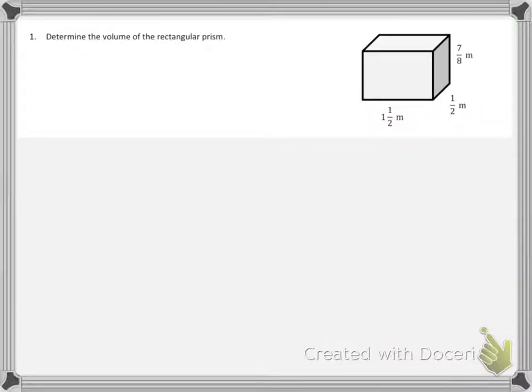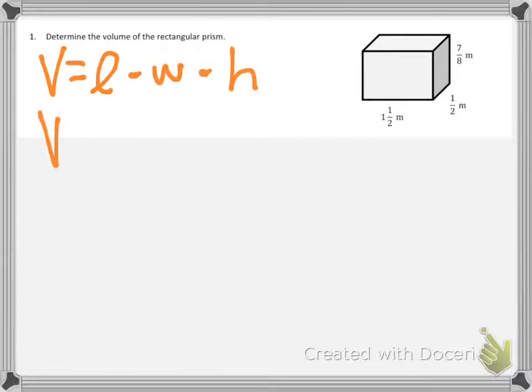Number one, determine the volume of the rectangular prism. Okay, well, I remember that volume of a rectangular prism is volume equals length times width times height, or as we learned in the lesson, volume equals the area of the base times the height. So I know that area of the base is length times width, and then I'll just multiply by the height, and we'll have volume. So here we go.